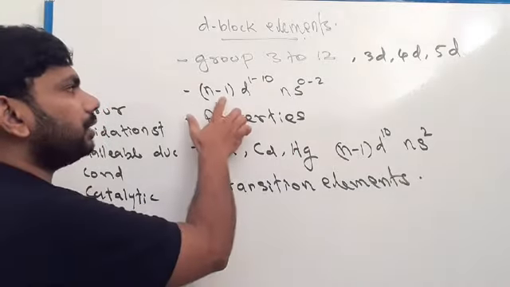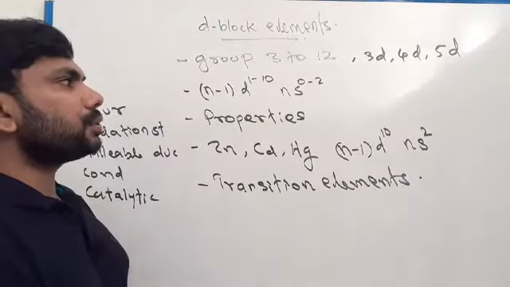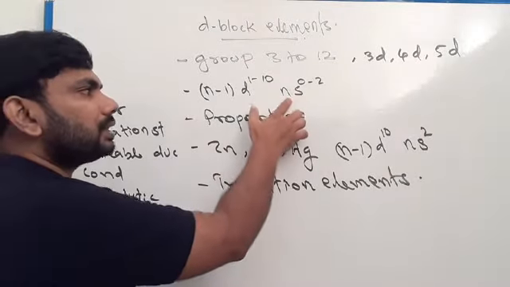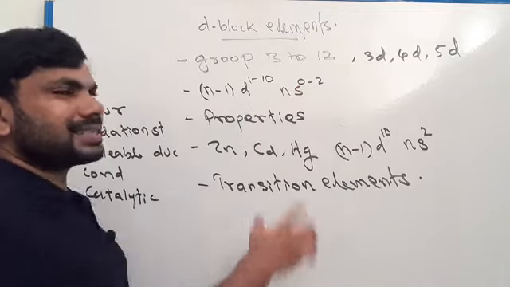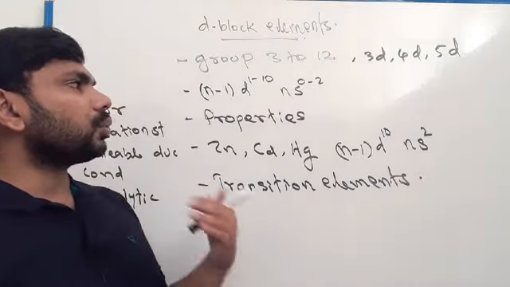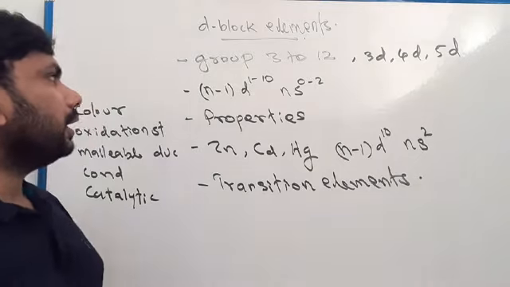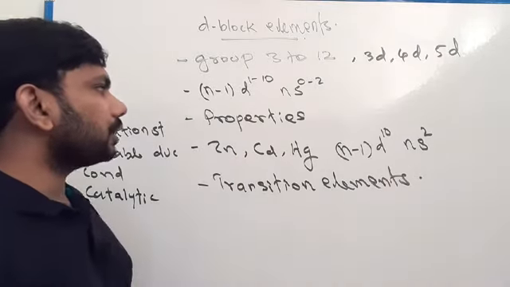So here n will change, and 1 to 10 electrons are possible in the d orbital. In the s orbital, it will be 0 or 1 or 2. These are the possible outer shell electron configurations.